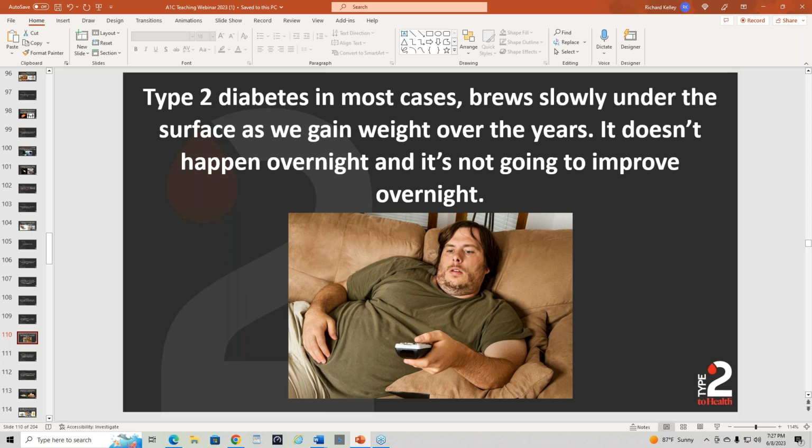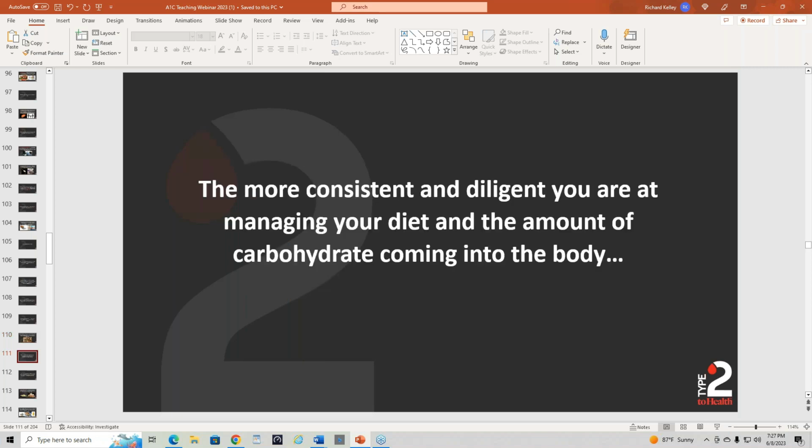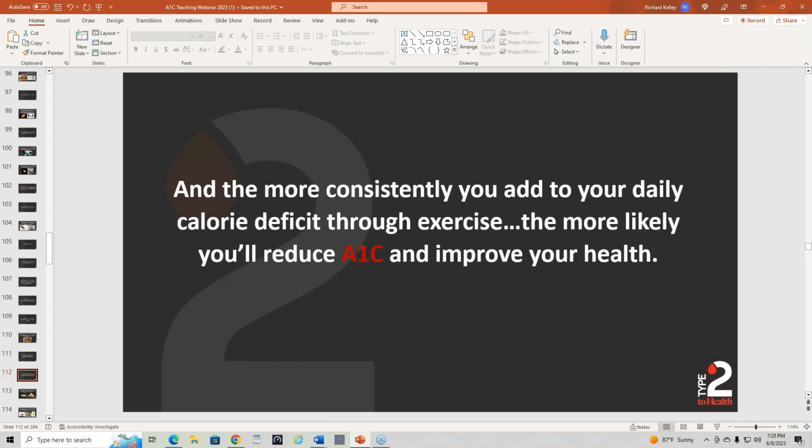Type 2 diabetes in most cases brews slowly under the surface as we gain weight over the years. It doesn't happen overnight, and it's not going to improve overnight. So the more consistent and diligent you are at managing your diet and the amount of carbohydrate coming into the body, and the more consistently that you add to your daily calorie deficit through exercise, the more likely you'll reduce your A1C and improve your health.